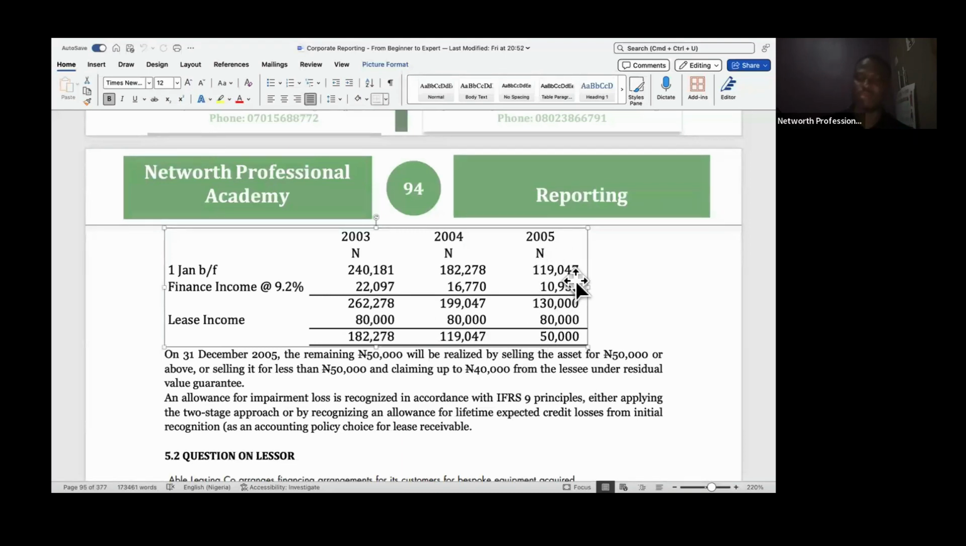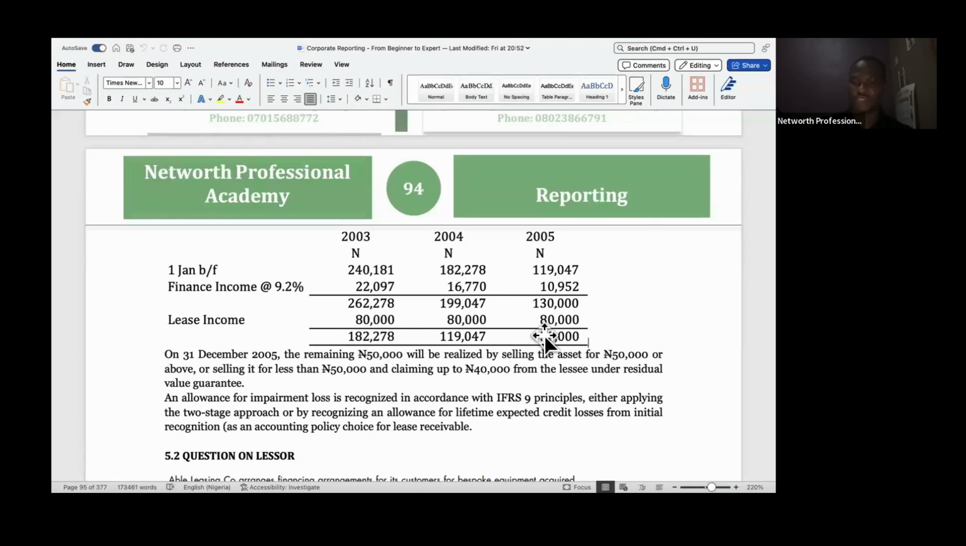Then you apply the 9.2% again. Yeah, that gives 10,952. When you add that to the 119,000, we get 130,000. You remove the 80,000, then we are left with this 50,000. Yes, we have to be left with 50,000 because that is the amount of residual value that is remaining.